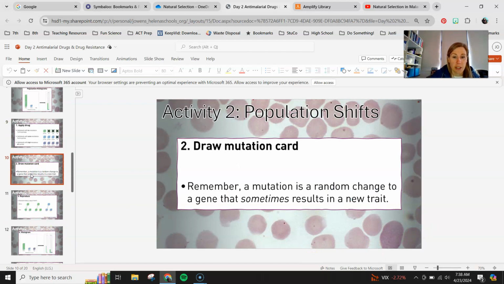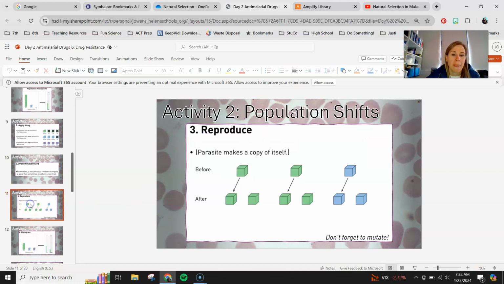The next thing you're going to do is draw a mutation card. A mutation is a random change to a gene that sometimes results in a new trait. Notice how sometimes is kind of italicized there. It's not always going to be the case. You guys are going to actually see a couple cards that have no mutation whatsoever. And then once mutations are complete, you guys will reproduce.